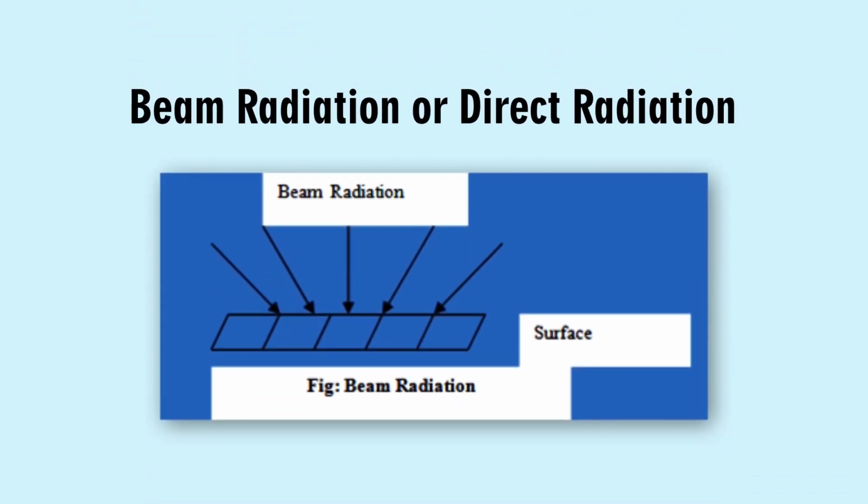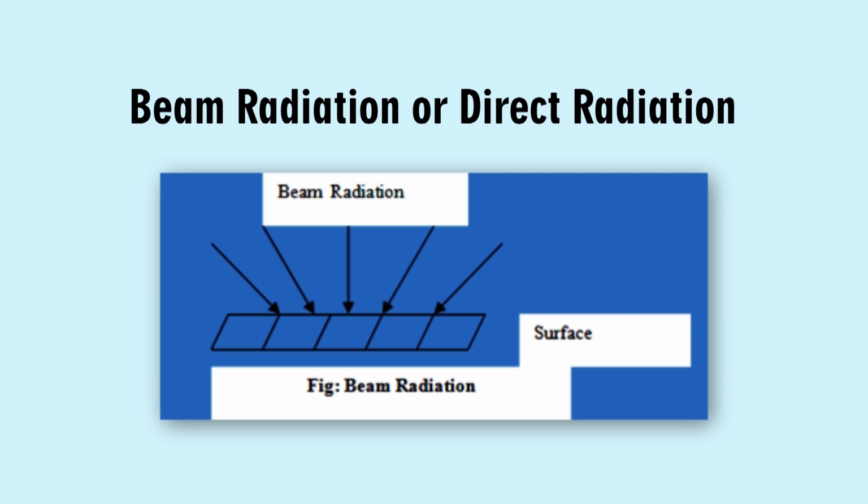So dear learner, before we discuss solar radiation on a surface, horizontal or tilted, let us talk about the nature of the solar radiation. The earth receives two types of solar radiation called beam and diffuse radiation. So now we will understand what is this beam radiation or direct radiation.